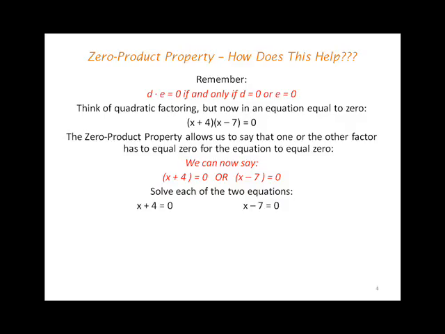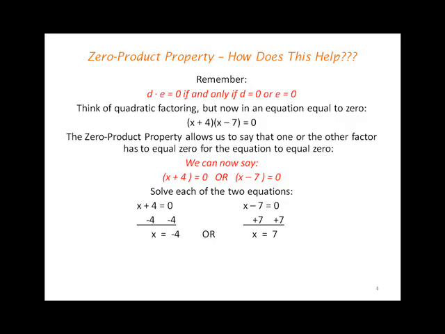So now we have two little mini equations, and I'm sure you know how to solve those. We'll just think about how to solve each one. x plus 4 equals 0. I'm going to subtract 4 from each side. x minus 7 equals 0. I'm going to add 7 to each side. On the left equation, I end up with x equals negative 4. And on the right-hand side equation, I end up with x equals 7. So those would be my two solutions for that quadratic equation.